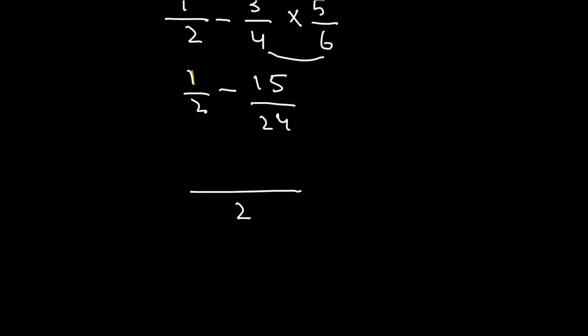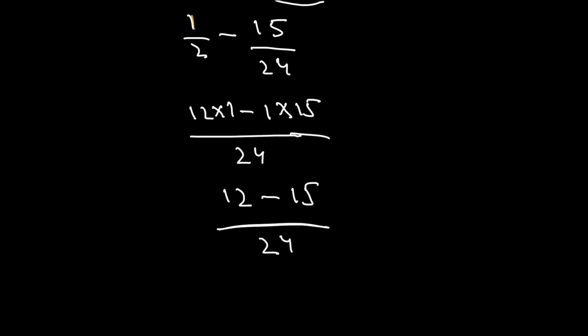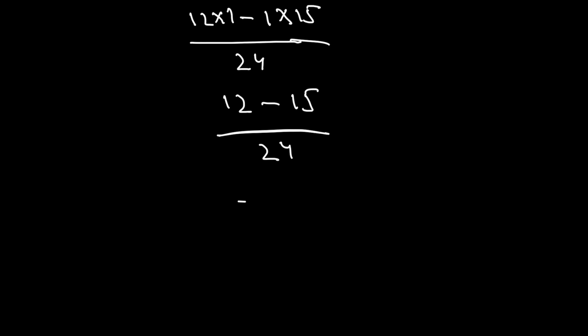Also 2 table on 24 is 12 times, and 24 table on 24 is 1 time. So 2 table on 24, 12 times, multiply with 1. Okay, and minus 24 table on 24 is 1 time, 1 multiply with 15. Okay, and now 12 multiply 1 is 12, minus 1 multiply 15 is 15, divided by 24. And 12 minus 15 is minus 3 over 24.